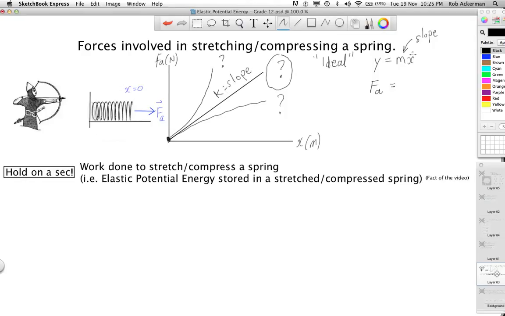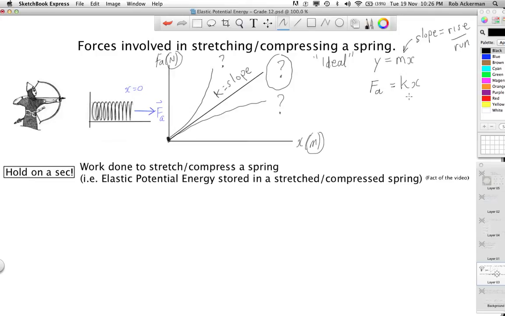K is the slope here, it's a constant, so k, and they keep the letter x. And basically you've discovered the law, if you will, of ideal springs, that the force that you need to apply is equal to some constant times the amount of stretch that you want. Now the constant being the slope is going to have units of rise divided by run, and if you look at your rise, that's in newtons, and if you look at your run, that's in meters.